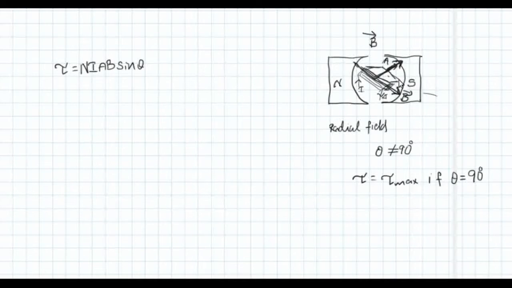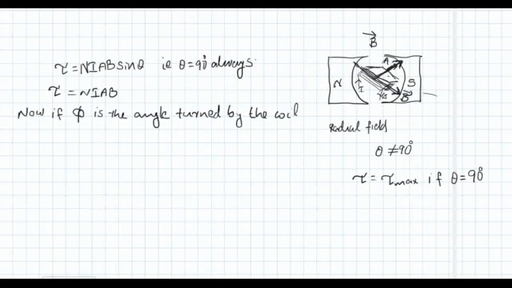Therefore if we use a horseshoe magnet, it will produce a radial field, and as a result the angle between B and A is 90 degree, or the torque is maximum. So it is for this purpose we are using a horseshoe magnet. So in this horseshoe magnet always theta is 90 degree, or torque is equal to NIAB.